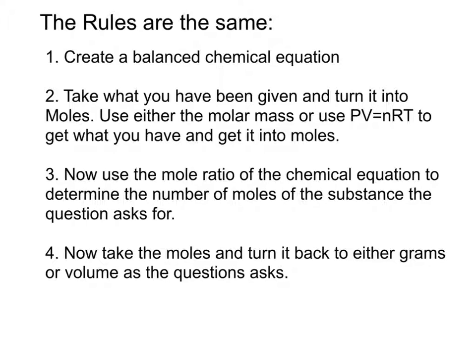First, we create a balanced chemical equation. Second, we take what we've been given in the problem and turn it into moles. If this is grams, we use the molar mass from the periodic table. However, if this is volume, we can use PV equals nRT to get it into moles. Once we have it into moles, we move to number 3, and we use the mole ratio from the balanced chemical equation to determine the number of moles of the substance that the question asks us for. And finally, number 4, we can take the moles and turn it back into either grams or volume as the question asks.